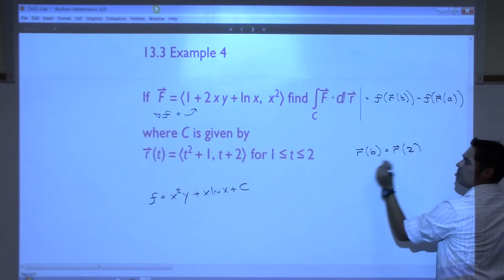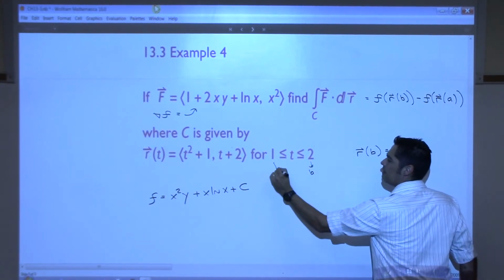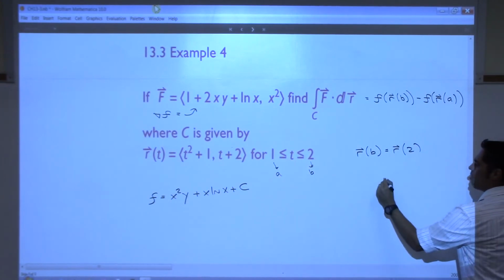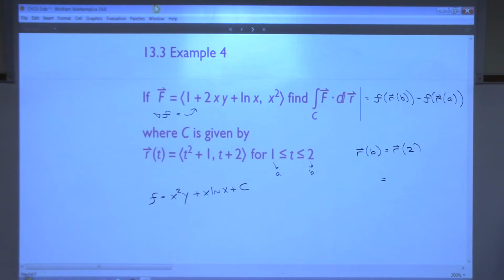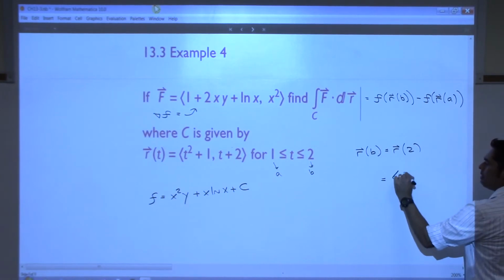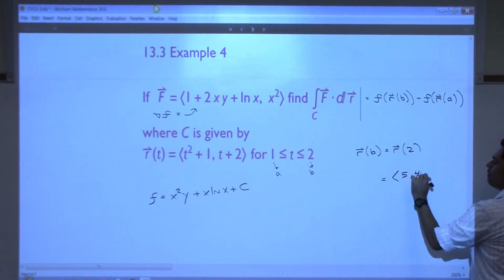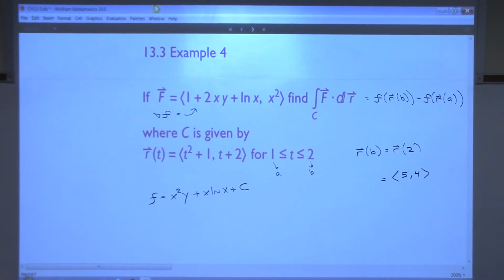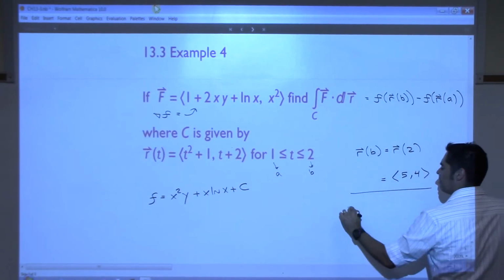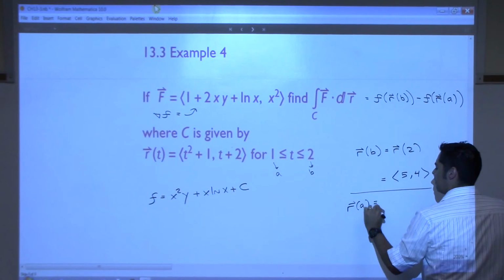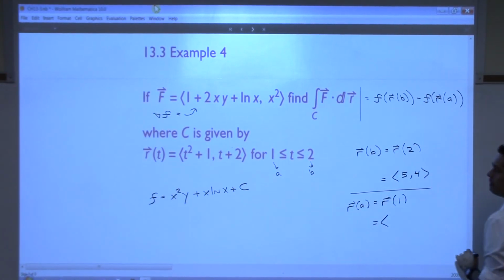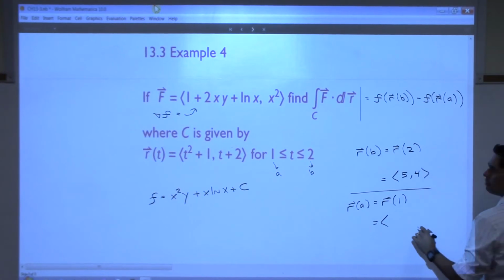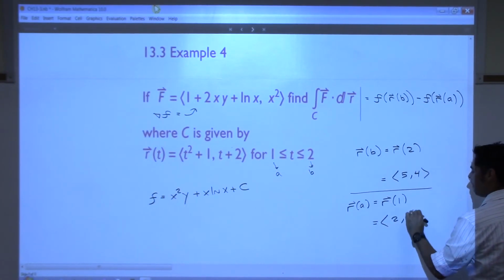Two, because this is our b, right? This is our a. And what is r of 2? So plug 2 into this. What do you get? The vector 5, 4, understand? Then I need to figure out what r of a is. That's r of 1, which is the vector 2, 3. Okay?